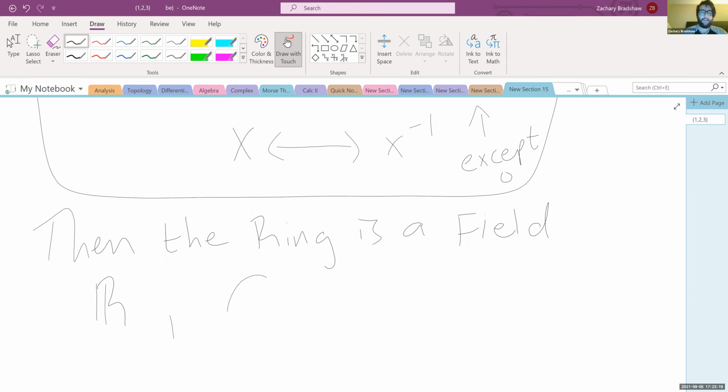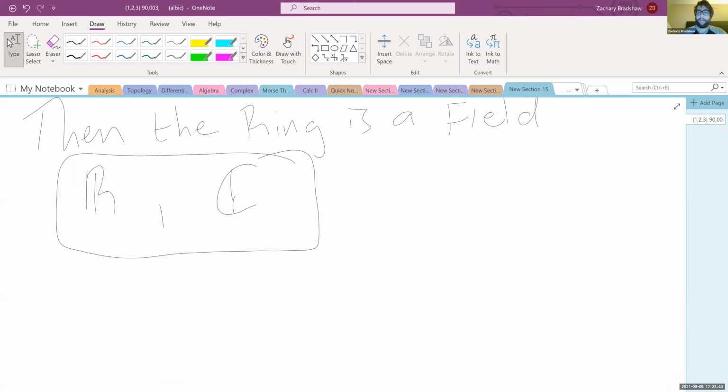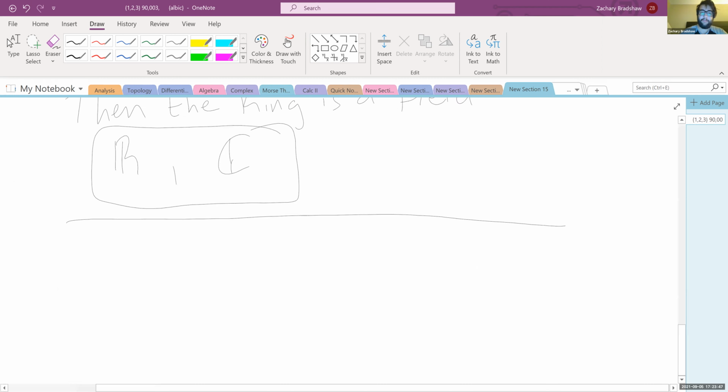And another one is the complex numbers, C. And these are the two that we'll really care about, R and C. Others do exist. There are finite fields, for example. It's usually the integers modulo something, I think a prime. But these are the two that we'll really care about. Okay. So that brings us to vector spaces.